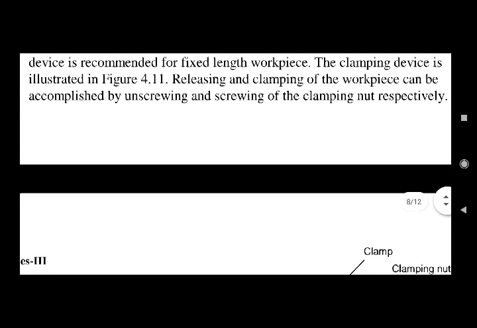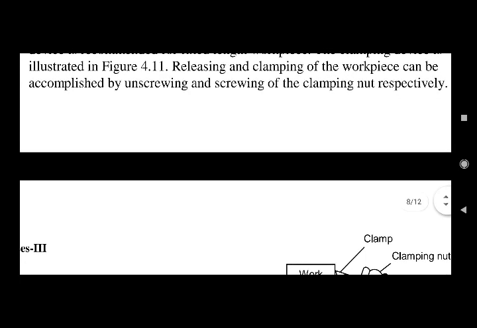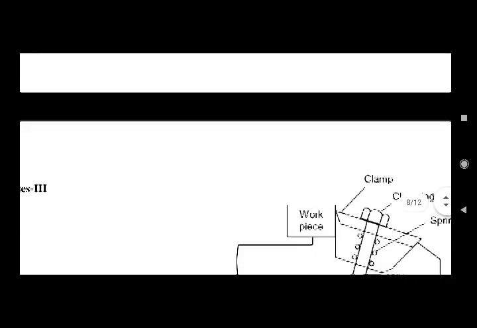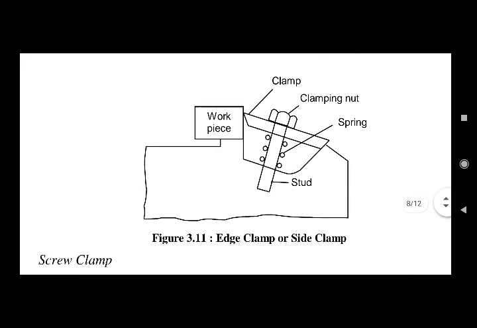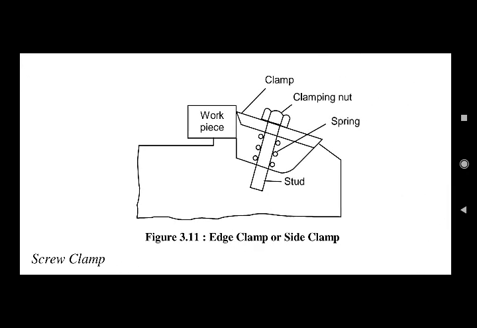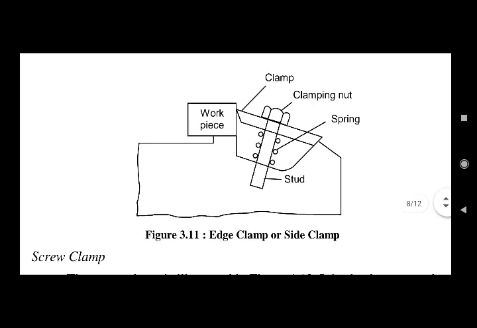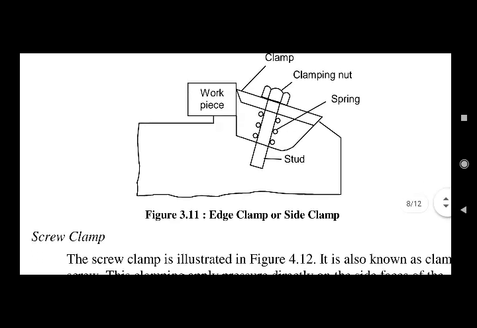Releasing and clamping of the workpiece can be accomplished by unscrewing and screwing of the clamping nut respectively. You can see the diagram, the workpiece and the edge clamp. The clamping nut will untighten. The spring will provide sufficient rigidity pressure and the stud is provided at the end. Therefore, it will exert working pressure onto the workpiece. But due care has to be taken that the workpiece will not be tampered with, and will not have any marking on it due to the clamping pressure.